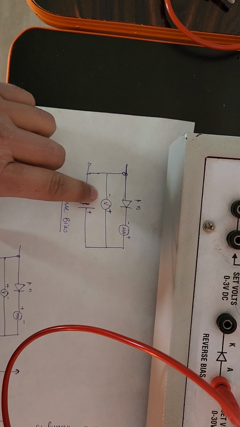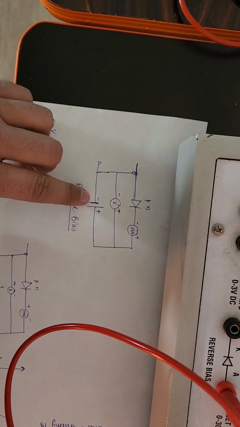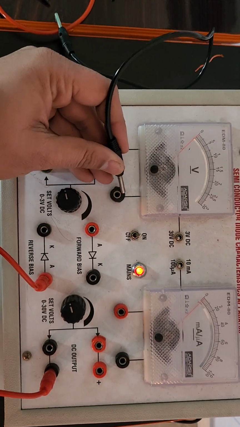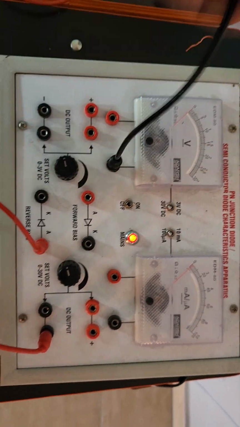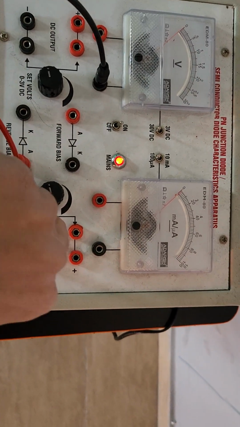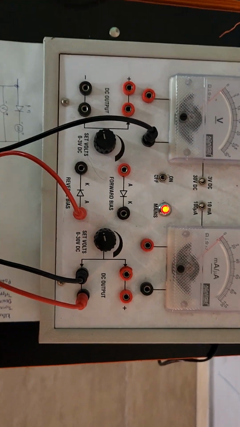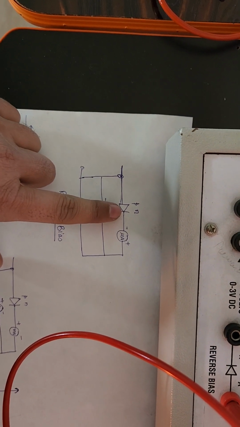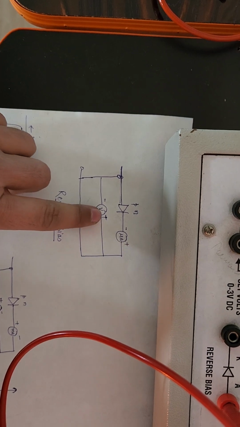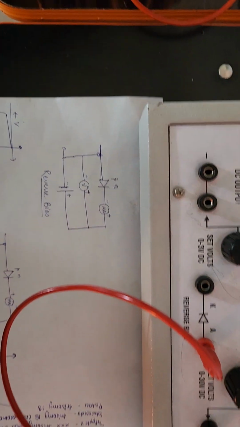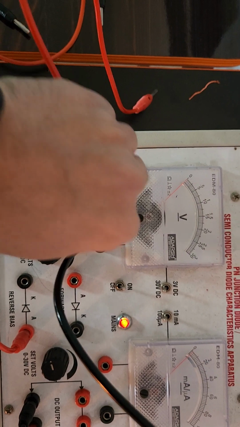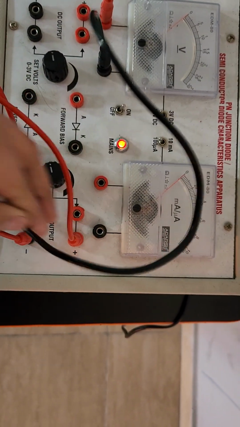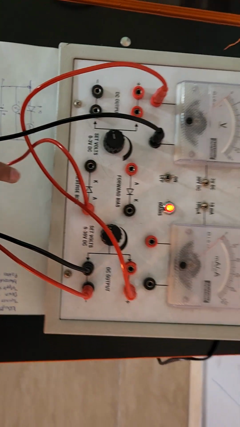Then this voltmeter's negative should be connected to negative of battery. So this is voltmeter negative, should be connected to the negative of battery. Connected. This is how it is done. Now let us take positive of voltmeter to positive of battery. So this is the positive of voltmeter connected to positive of the battery. These connections are made.